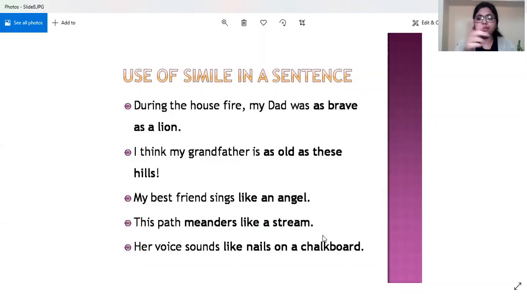This path meanders like a stream. So you know the meandering of a stream, when the stream goes on the plain in a very old age, then it meanders. It moves in a very curvy path. So that is known as meander. I hope you people have read that in geography. The silt gets deposited on one side, and the stream moves in a very curvy way. So the path meanders like a stream. Similarly, in some places you can see the roads are made in a meandering way, in a very curvy way, like the snake moves.